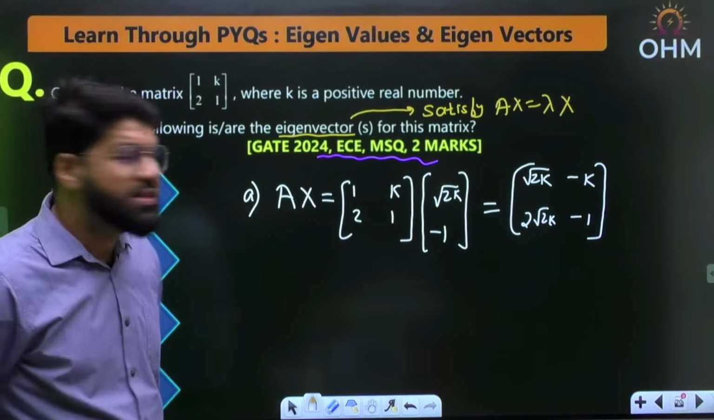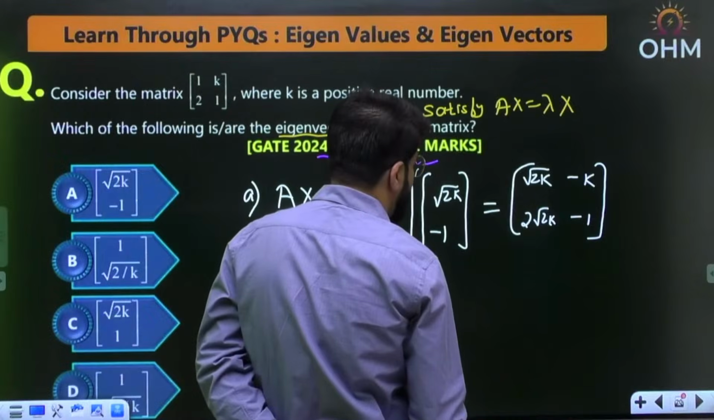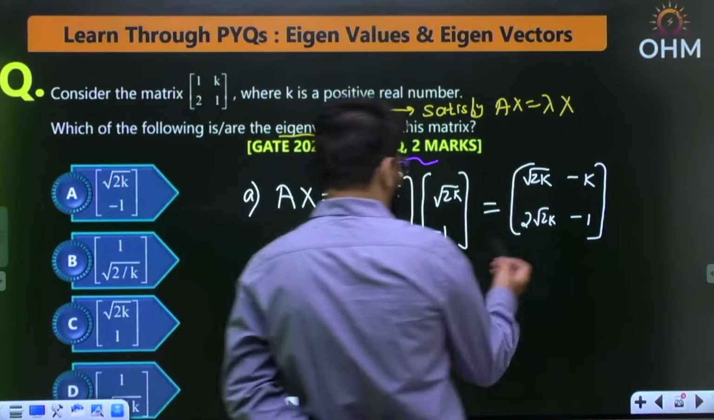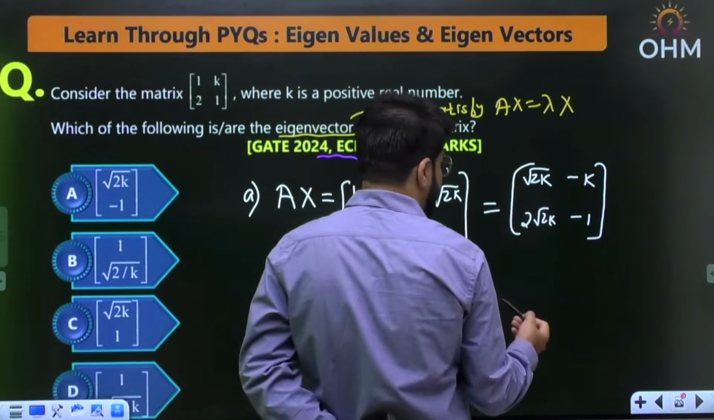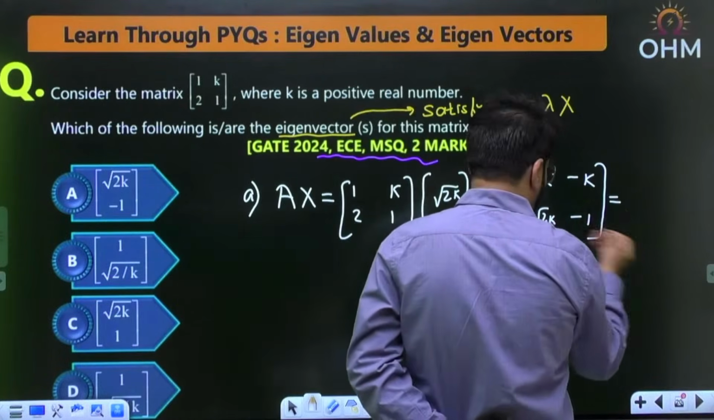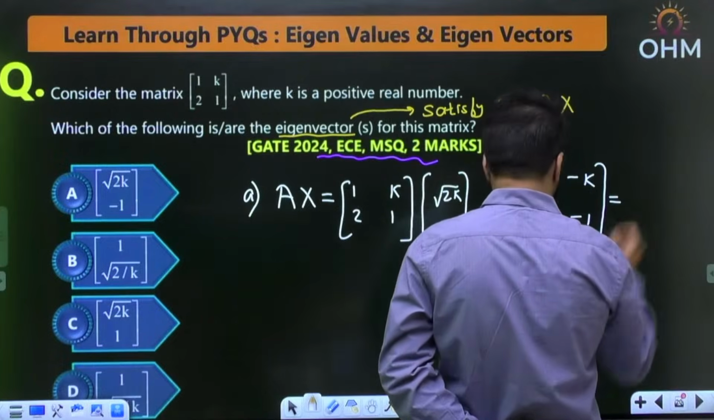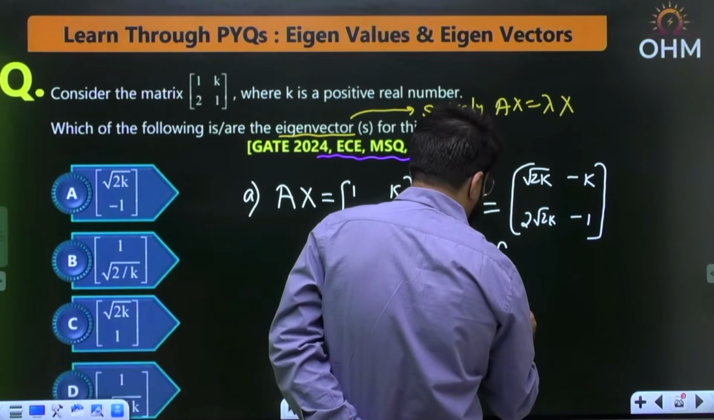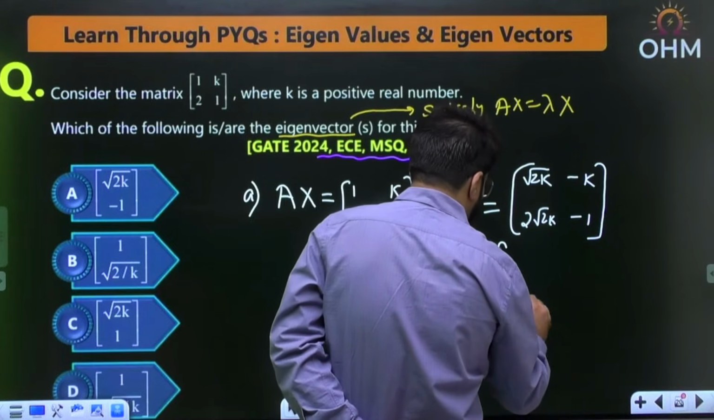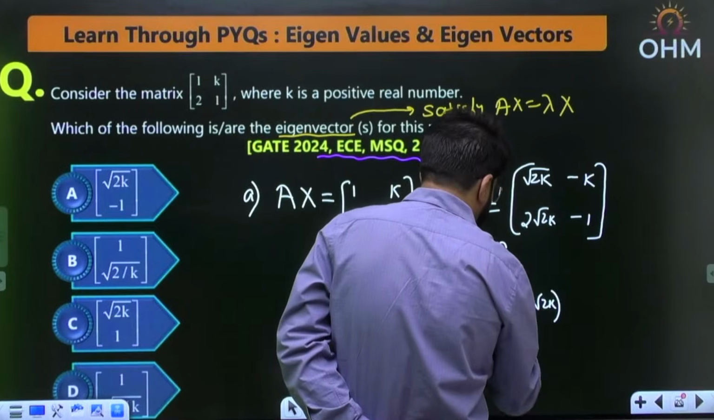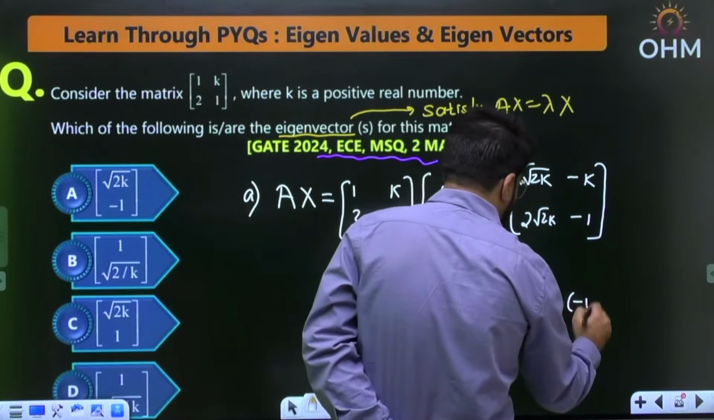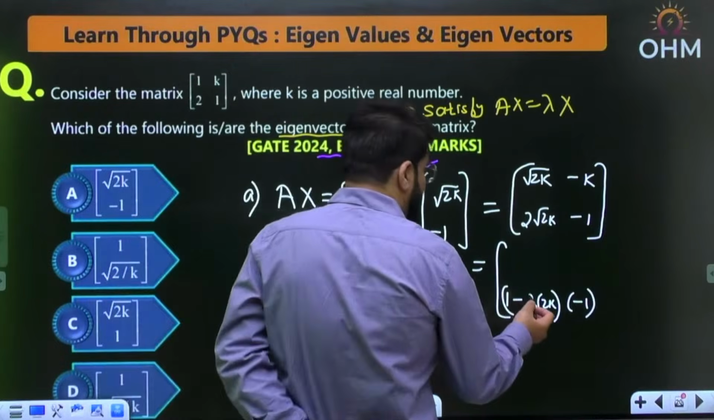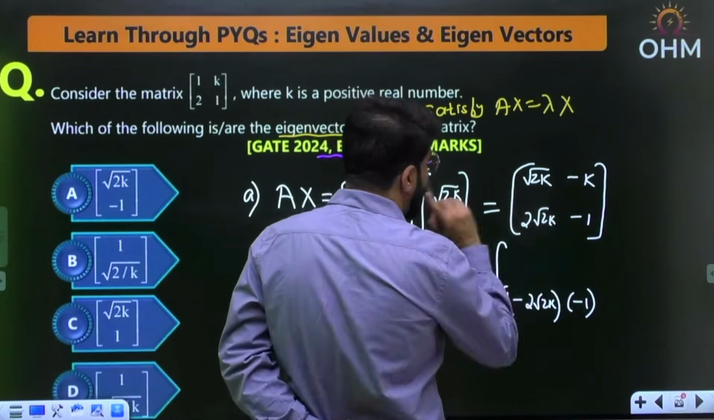Let's check it out now. I don't think this is going to satisfy lambda into x, because lambda into x means minus 1 has to be restored. If I anyhow want to take minus 1 here, I will have to take 1 minus 2 root 2k common. I'll take this outside, and then minus 1 is left. But if I have to take 1 minus 2 root 2k, will I get it from here as well?